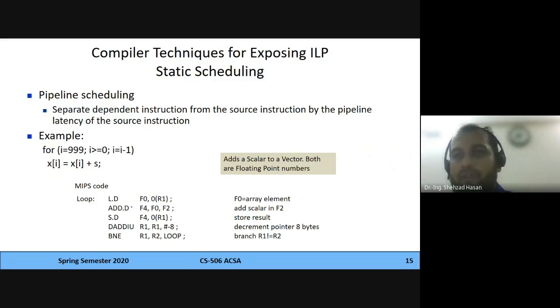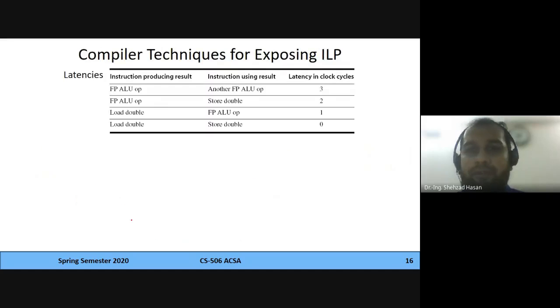Now, this was the same code that we saw some slides earlier. Let's try to find out the dependencies. This code is running in a loop. The compiler is first going to find out how many stall cycles are needed between an instruction which is producing a result and the instruction which is using it. For that, we have a latency chart here, which tells the instruction producing the result, the instruction using the result, and how many cycles to wait.